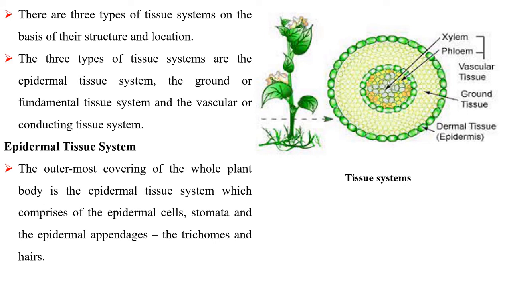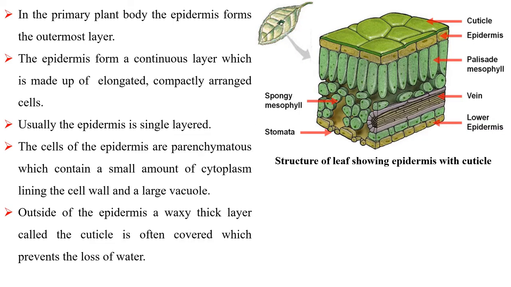Epidermal tissue system. The outermost covering of the whole plant body is the epidermal tissue system, which comprises the epidermal cells, stomata, and the epidermal appendages, the trichomes and hairs. In the primary plant body, the epidermis forms the outermost layer. The epidermis forms a continuous layer made up of elongated, compactly arranged cells. Usually, the epidermis is single-layered.